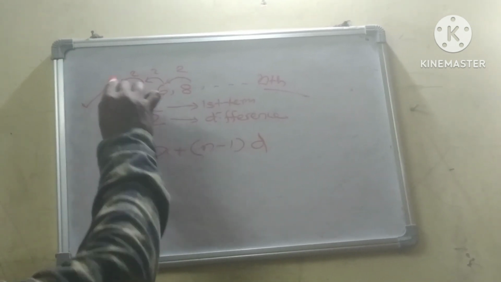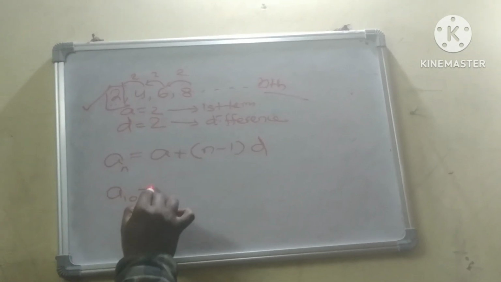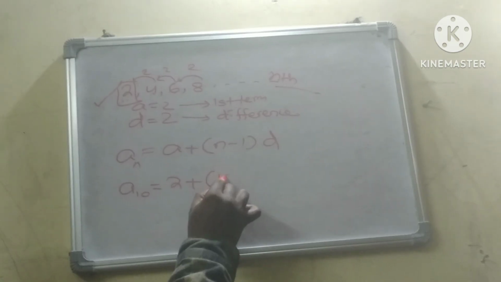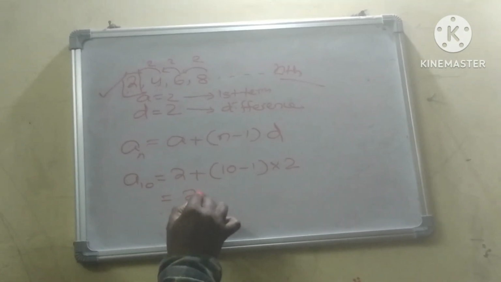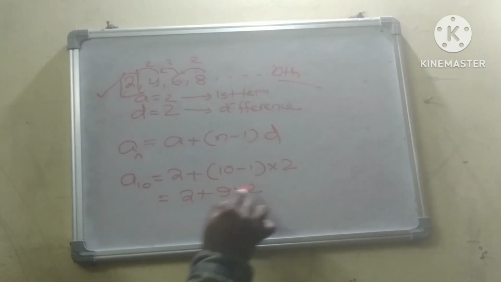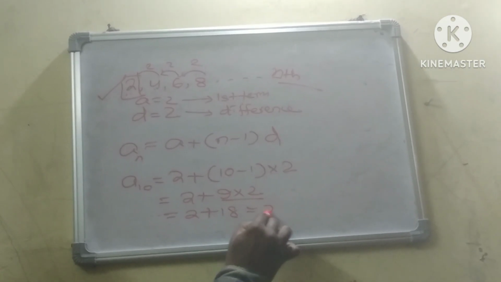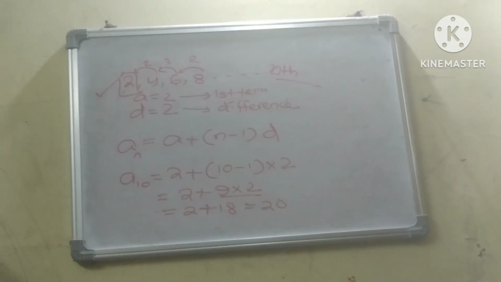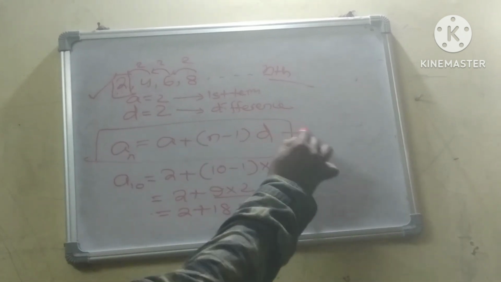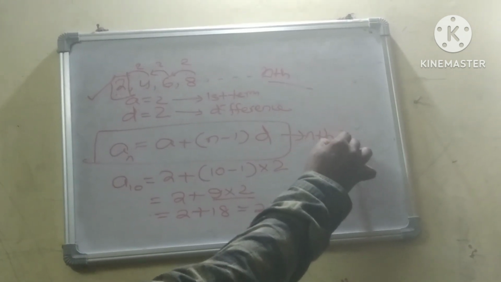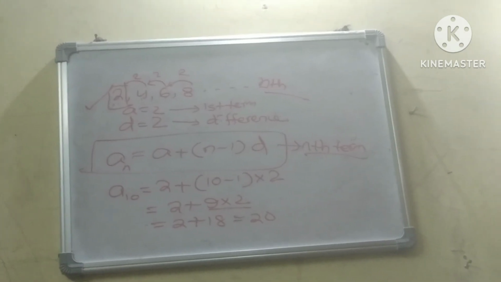Suppose this is the AP. We want to find the 10th term. a_10 will be how much? Here a is equal to 2, the 10th term we are finding, d is equal to 2. So 2 plus 9 into 2. So 2 plus 18 is 20. So the 10th term will be 20. We have to remember the nth term formula. Right? Next.